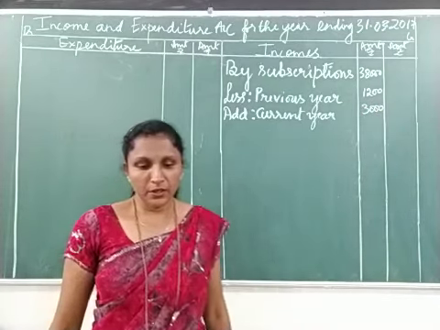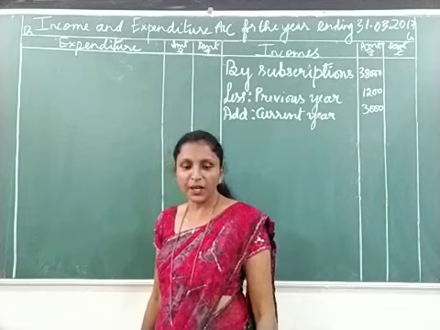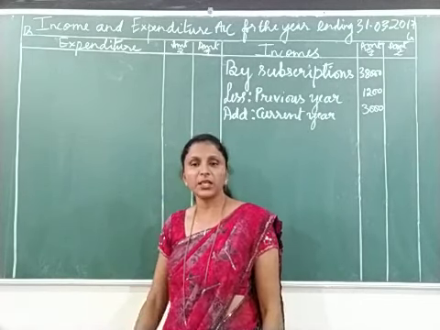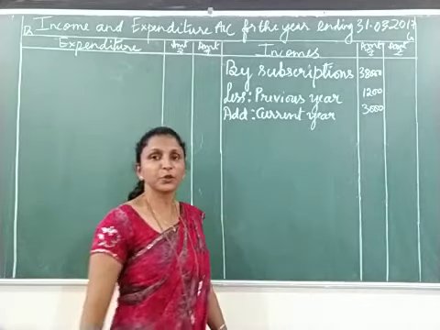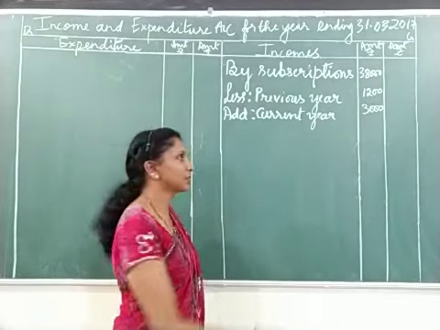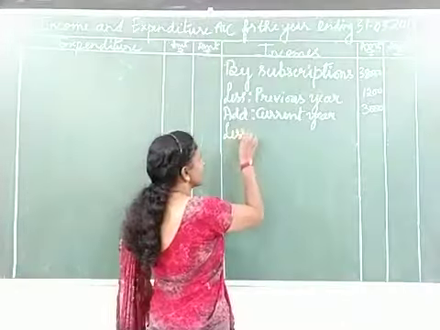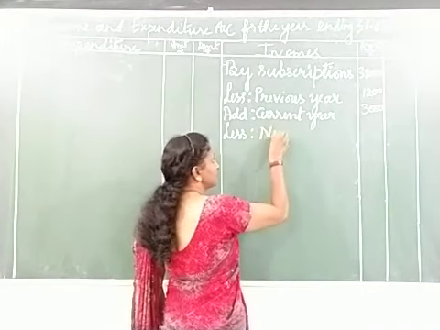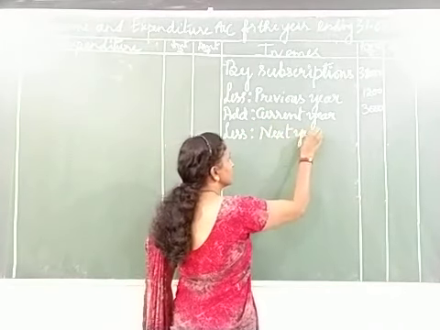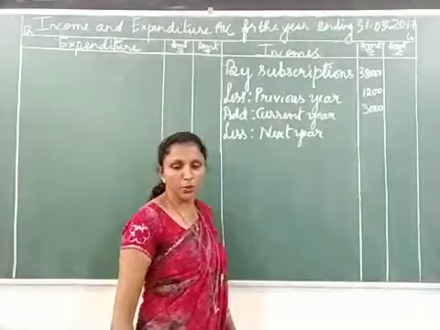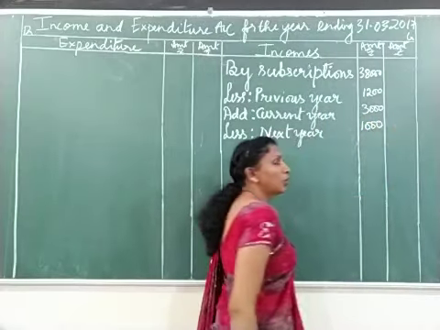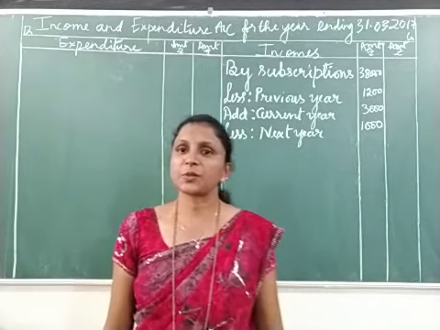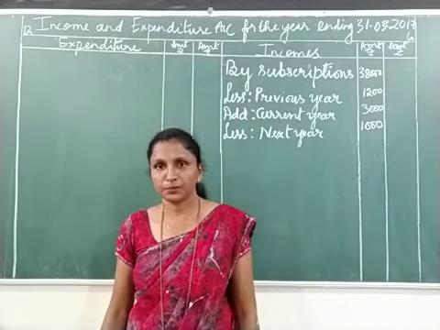Second adjustment: subscription received in advance for the year 2018 is 1,000. 2018 is next year. So what do I have to do? I have to deduct. So "less next year." What's the amount? 1,000.